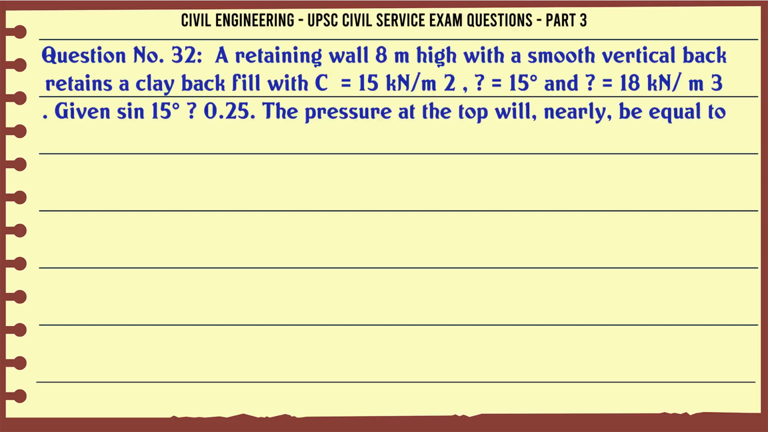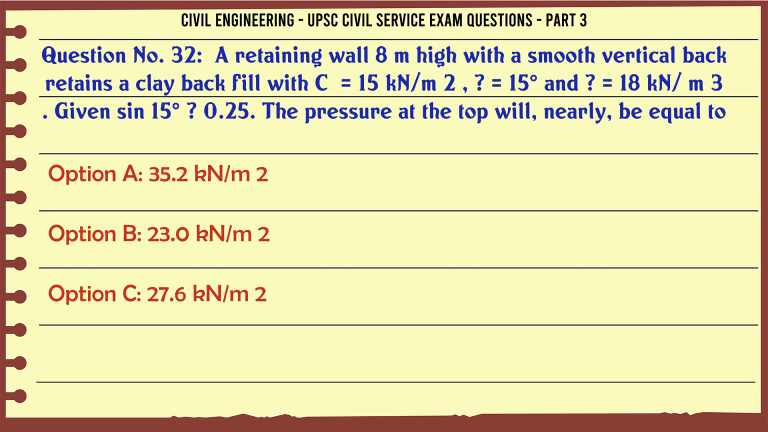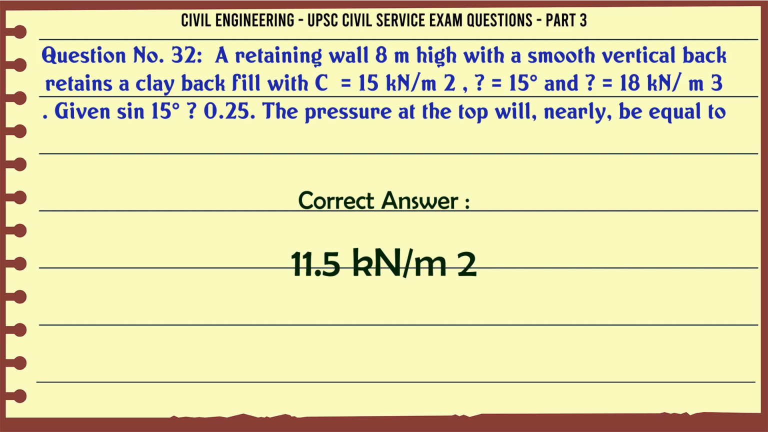A retaining wall 8 m high with a smooth vertical back retains a clay backfill with C 15 kN/m² and 18 kN/m³. Given sin 15 = 0.25. The pressure at the top will nearly be equal to A 35.2 kN/m², B 23.0 kN/m², C 27.6 kN/m², D 11.5 kN/m². The correct answer is 11.5 kN/m².